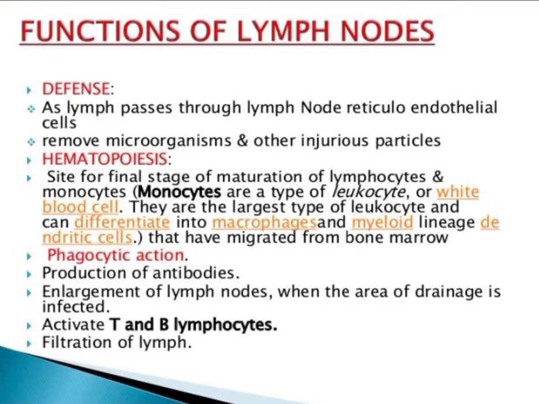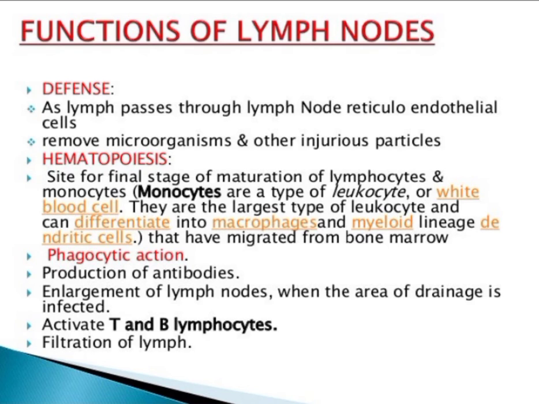Functions of lymph nodes: defense, hematopoiesis, and phagocytic action. These are the main functions of the lymph nodes. Let's study them in detail. Defense: as the lymph passes through the lymph nodes, reticuloendothelial cells remove microorganisms and other injurious particles. Hematopoiesis: the site for the final stage of maturation of lymphocytes and monocytes.